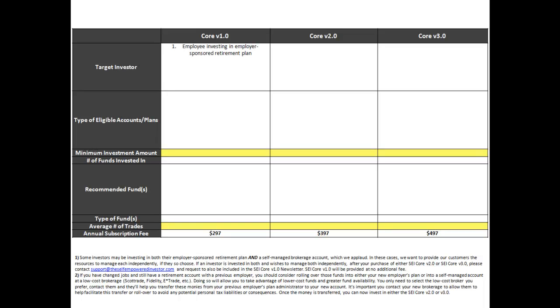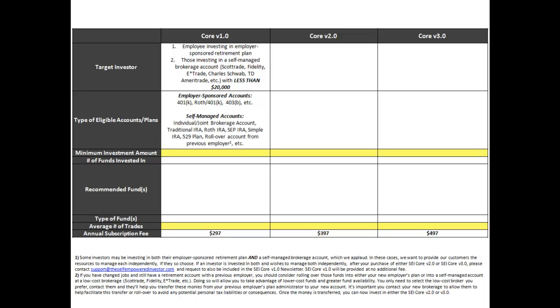First, an employee who is investing in their employer's retirement plan like a 401k, Roth 401k, or 403b. Or second, someone who is investing in a self-directed or self-managed account at a low-cost brokerage company like Scottrade, Fidelity, E-Trade, Charles Schwab, Ameritrade, etc., and that has less than $20,000 in their account. This second type investor could be investing in a regular brokerage account, traditional IRA, Roth IRA, SEP IRA, Simple IRA, 529 education plan, or a rollover IRA from a previous employer.